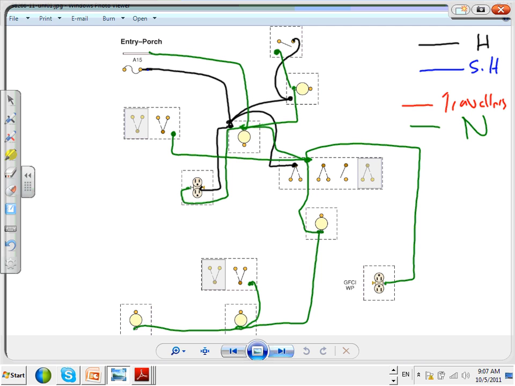Now the next, we're going to be doing the switched hot and the travelers. Switched hot and the travelers. Any question about that? Then we count how many cables and conduits and we do. Any question about that? Okay, let's do it.